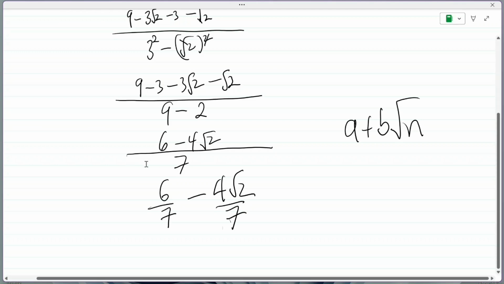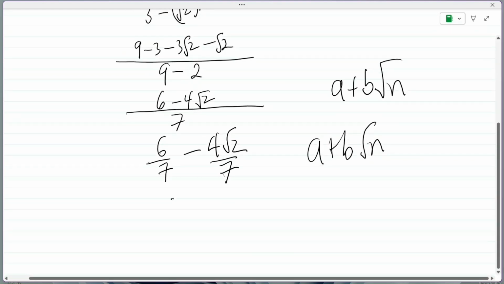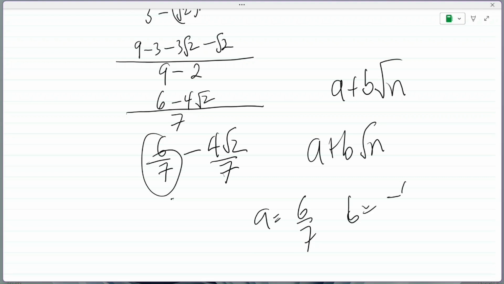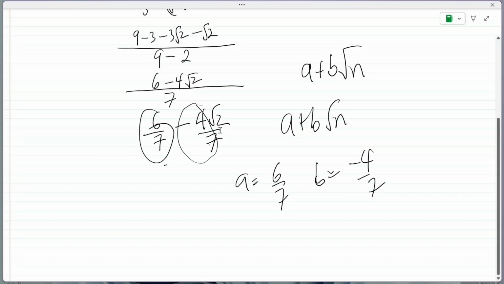Once it's division, you can do it like this in math, or in further math, it's allowed. By the time you find the LCM of 7 and 7 and subtract, you still get this back. So it's allowed to have it like this. In the form a plus b root n, your a is 6 over 7, your b is minus 4 over 7, and your n, which is under the root, is 2.